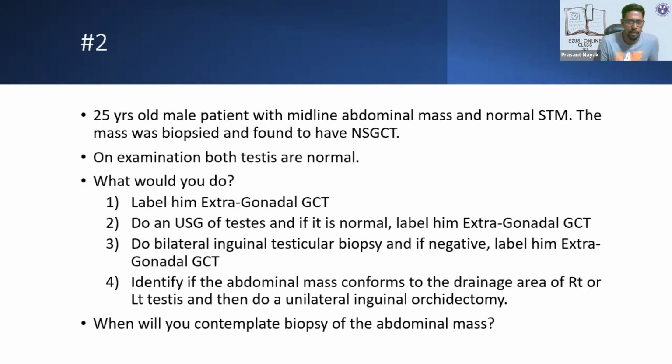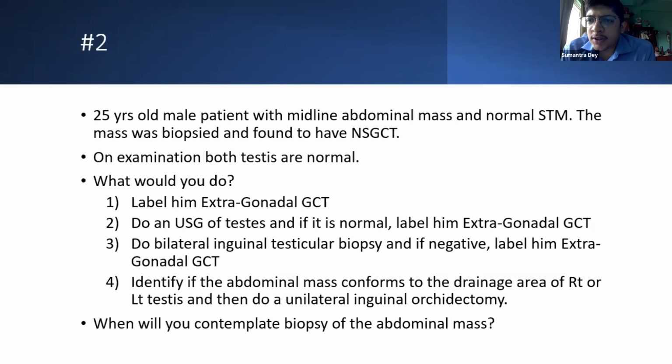Yes. So normal STM, STM is the key word. If STM is elevated, then you do not need to do a biopsy. Then you know that it's an NSGCT. But if STM is normal, then you need to do biopsy. Sometimes when you do biopsy, you find everything anaplastic looking and you are not able to make out. In that case, is there anything else that you can do?